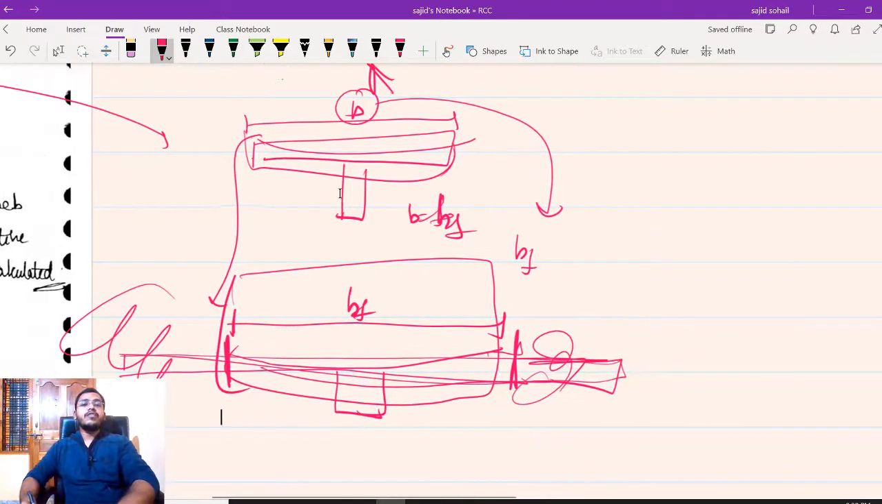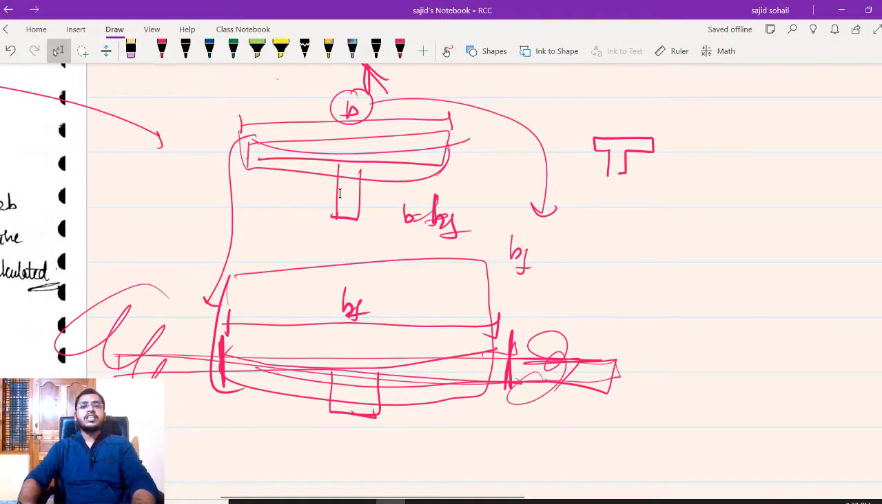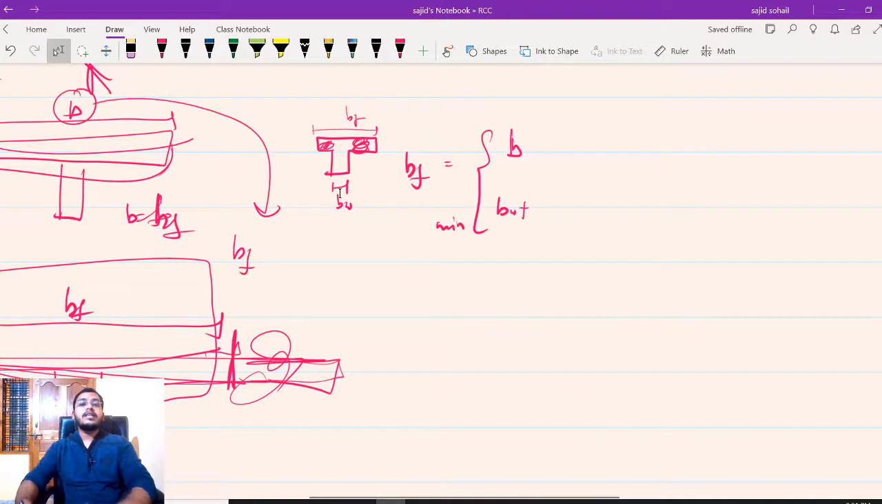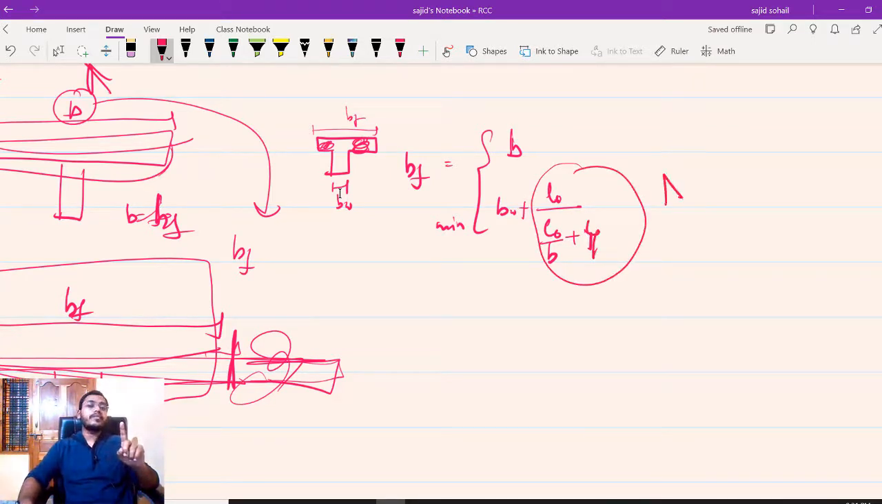So how to write this BF? No need to worry. For a T section, the BF is given by a very simple formula, minimum of B, obviously. And second thing, let us try to understand. When you have a T section like this, this is your BF, and ये क्या है? It is web, right? So I can write it as BW. So minimum of BW plus, once you consider BW, this is the remaining part which you have to take, right? What is that part? That part is given by L0 by 6 plus 4. Very important term you have to remember. L0 by 6 plus 4. So this is the formula, minimum of B or BW plus L0 by 6 plus 4. Okay, L0 by 6 plus 4. Very important. See, what is this L0?